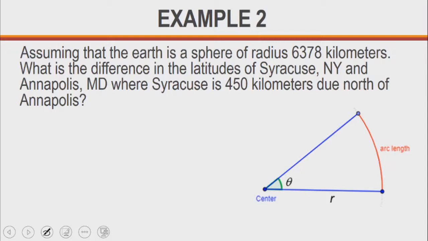So for example number 2, we are told to assume that the Earth is a sphere of radius 6,378 kilometers. What is the difference in the latitude of Syracuse, New York and Annapolis, Maryland, when Syracuse is 450 kilometers due north of Annapolis? Let's visualize this question before we start to answer it. It appears complicated, but it is not. We are told that Syracuse is 450 kilometers due north of Annapolis.